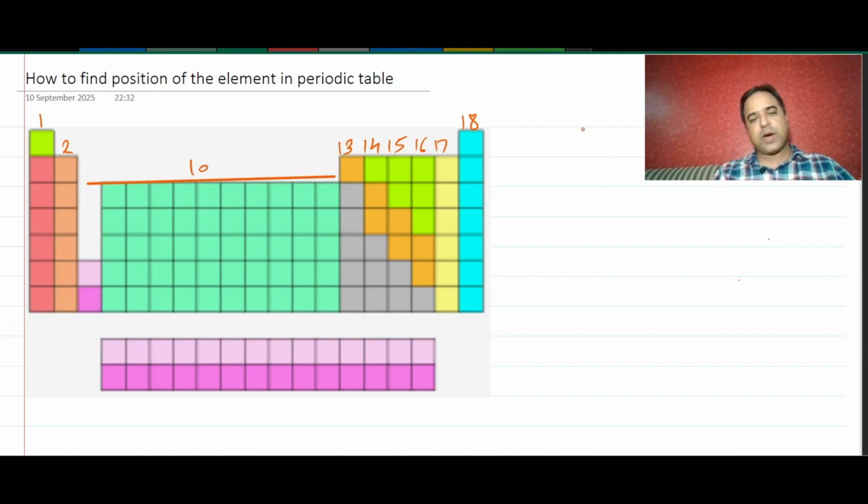Now, suppose you have one element which is calcium. Its atomic number is 20. Now, what will be its electronic configuration? 2, 8, 8 and 2. So, you can understand here, if you are going to draw its orbital structure, the first shell will have 2 electrons, the second one will have 8 electrons. This is how we will draw the orbital structure.